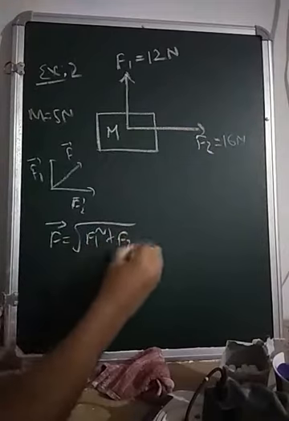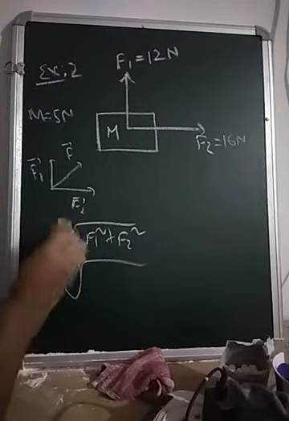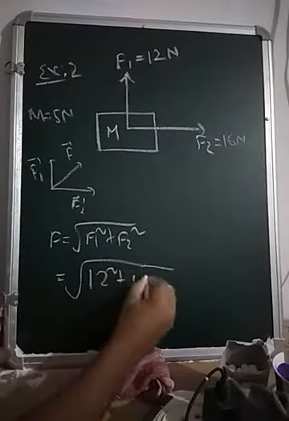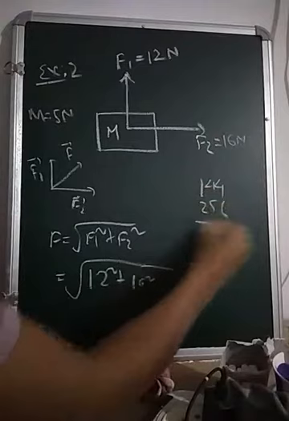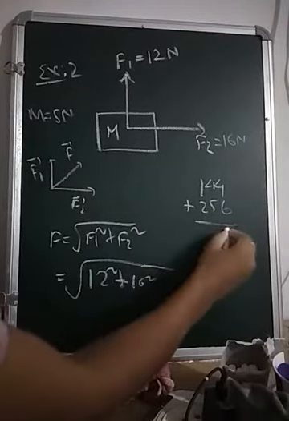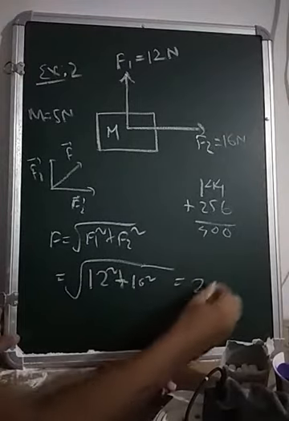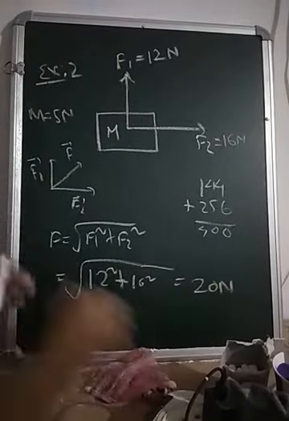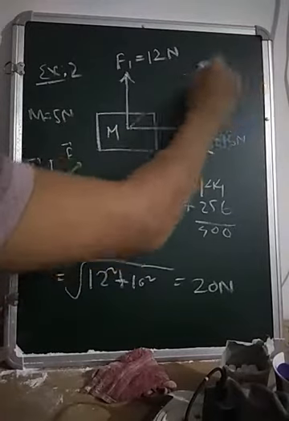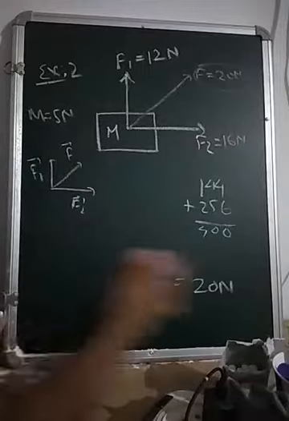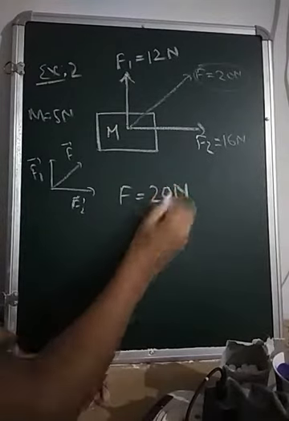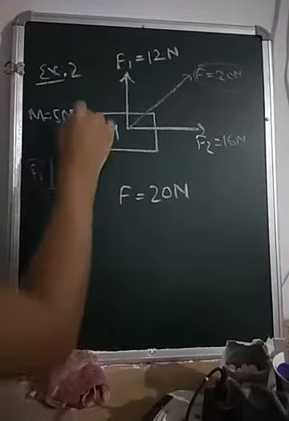It will be the square root of F1 square plus F2 square. I am taking down the magnitude. So 12 square plus 16 square, 144 plus 256, which is 400. So it will be 20 Newton. So the resultant force will be 20 Newton. Suppose this is the resultant force, F equal to 20 Newton. This is the magnitude of force. Again, we have to calculate the direction also. This is the resultant.